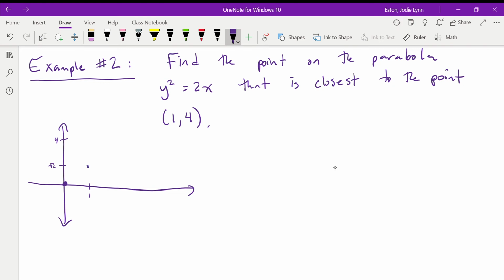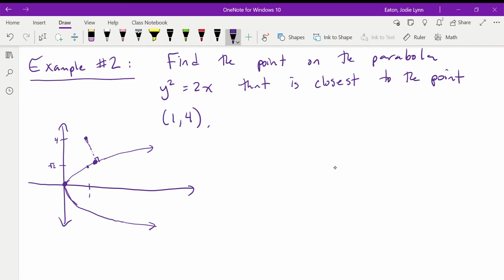We have a point (1, 4), and we want the shortest distance. That means it's going to be the line that's normal to this parabola here. So what exactly are the coordinates? We know that this point here is (1, root 2). What are the coordinates of this point here?